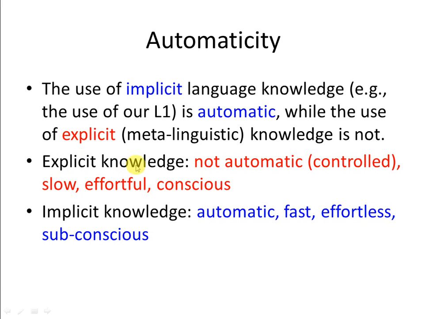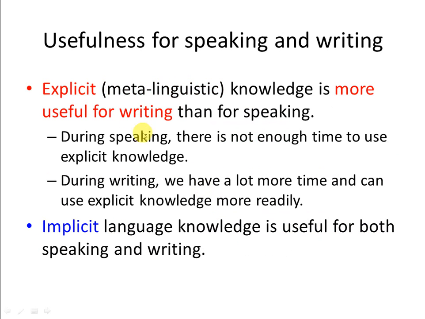The use of explicit knowledge is not automatic. It is slow, it is effortful, and it is conscious. During speaking, we don't have enough time because we have someone to talk to in front of us, and if we take too much time, I think our listeners will not like it. So we shouldn't spend too much time when we say something, but because we need a lot of time to use our explicit knowledge, it is not so useful during speaking.